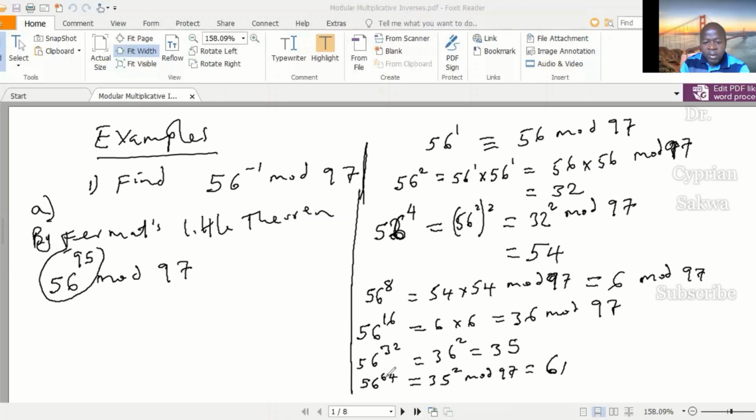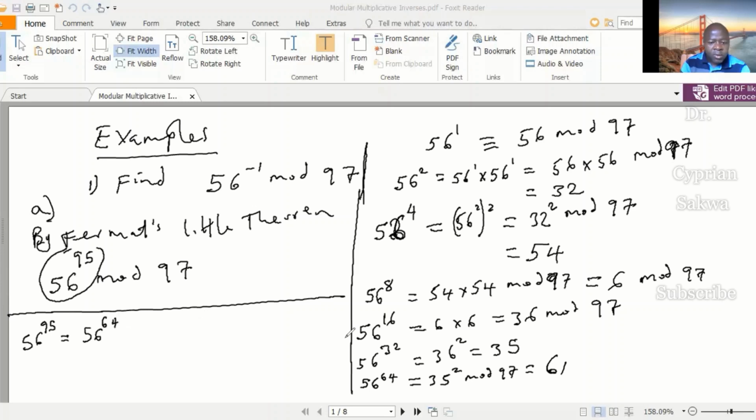So you notice that if I square this again, I would have 56 raised to 128, which is beyond what we want, because what we want is 95 as the power. So we try to use what we have here. Let me just do it here. So 56 raised to 95, we use what we have, will be the same as 56 raised to 64.